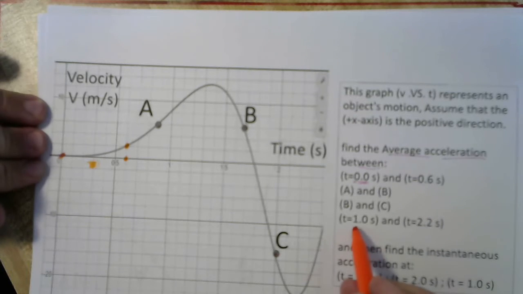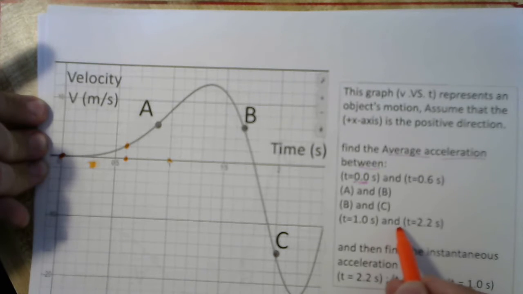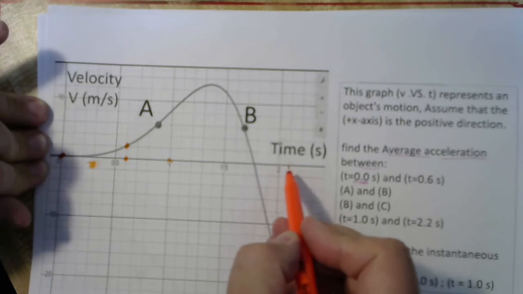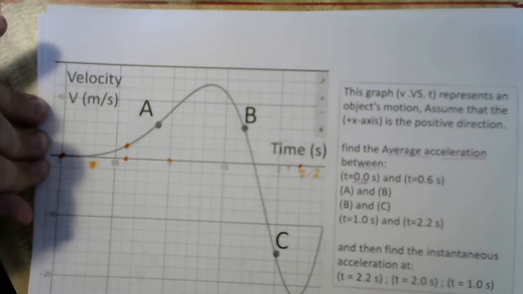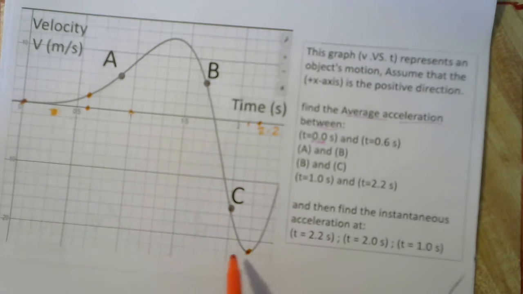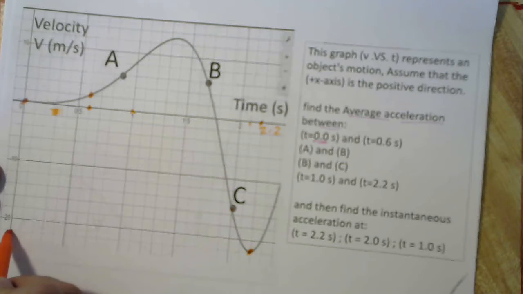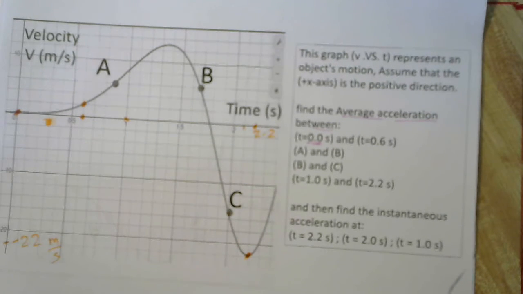Also between t equal 1 and t equal 2.2, this is time 2.2, and this is the point where the velocity is about minus 22 meters per second. I have the velocity here. Okay. I think it will be easy for you. I will compute the first one.